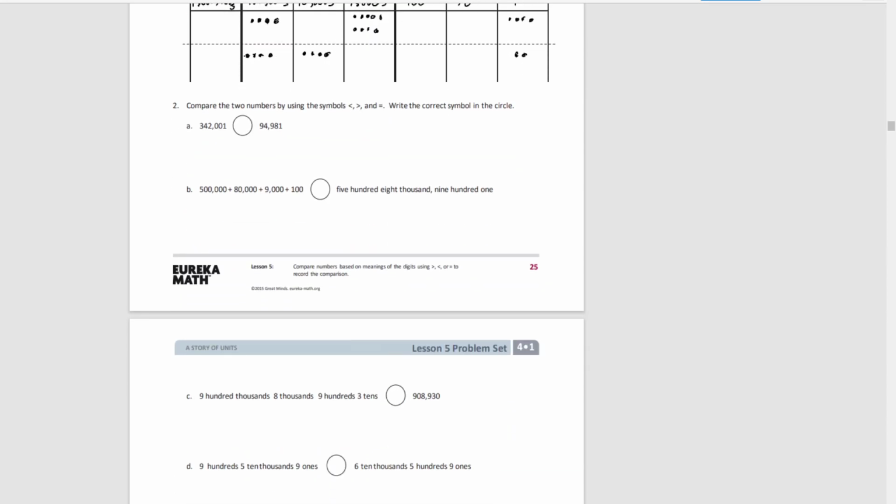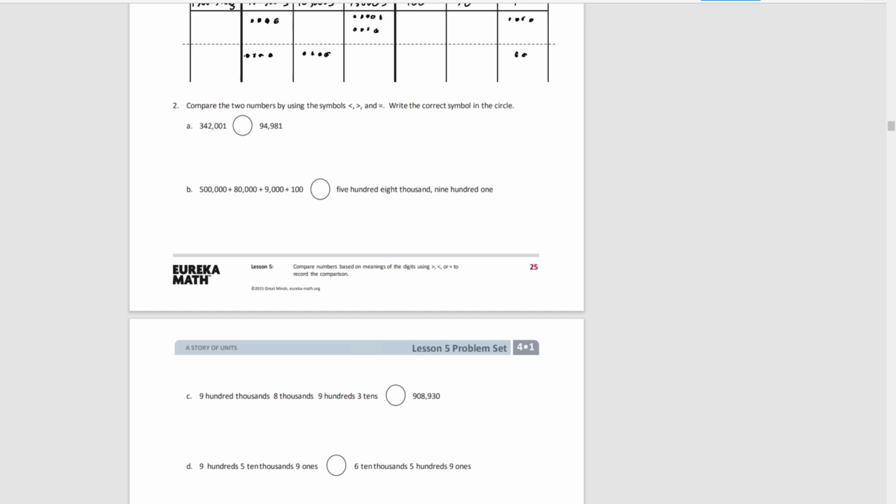Moving on to number 2. It says compare the two numbers by using the symbols greater than, less than, or equal to, and write the symbol in the circle. So this time we're going to do it without the place value charts, but we're going to think of the place value charts as we look at these two numbers.